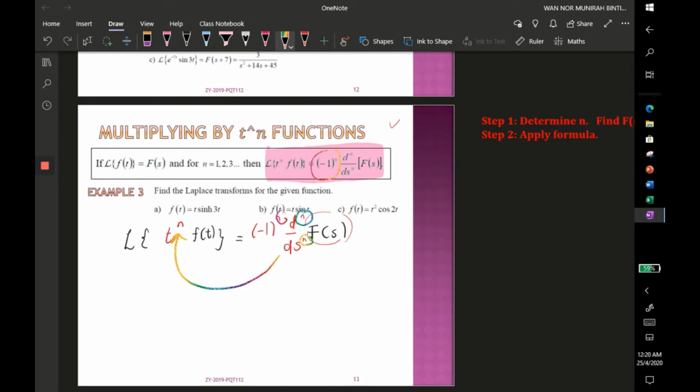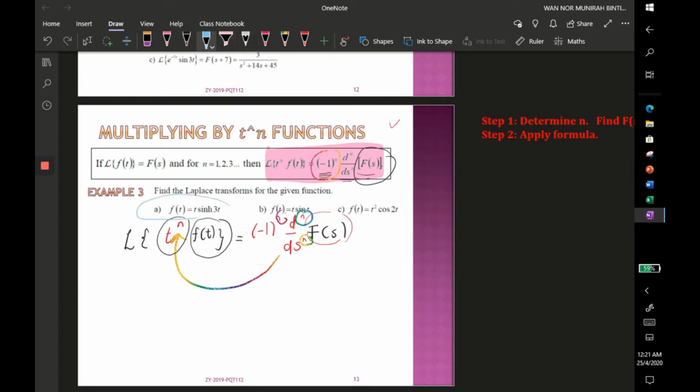Okay, so if you look at this definition, obviously it says that (-1)^n, differentiate your F(s) n times, means that you need to find F(s) first. How to get F(s)? Go back to our definition. In order to get F(s), we need to take the Laplace transform of f(t). In this case, you need to define what is your f(t) and what is your t to the n. That's all. Look at one example.